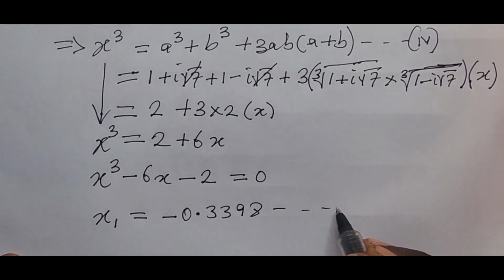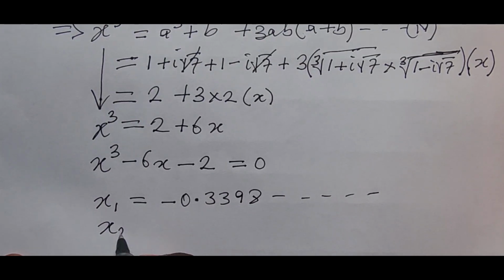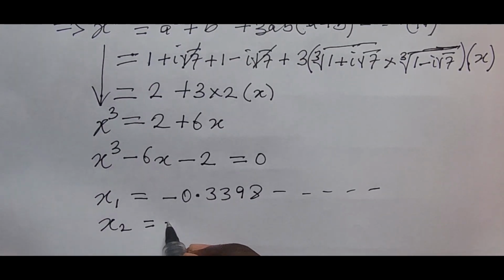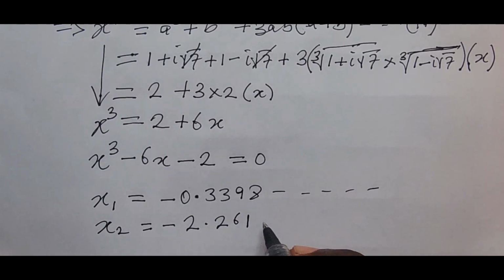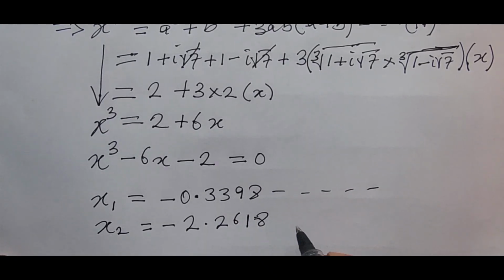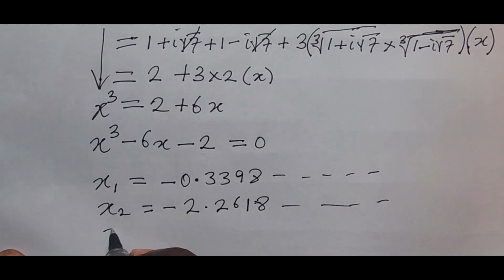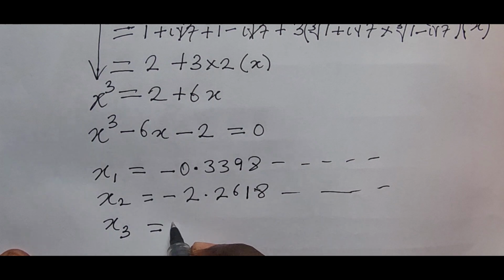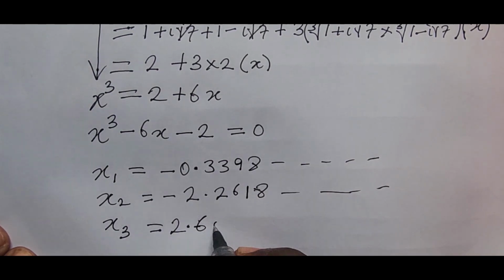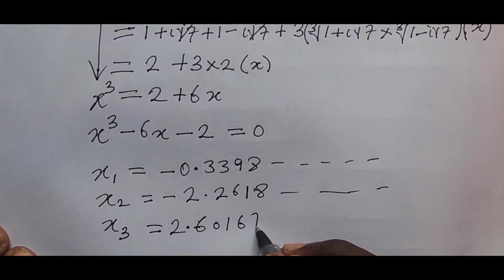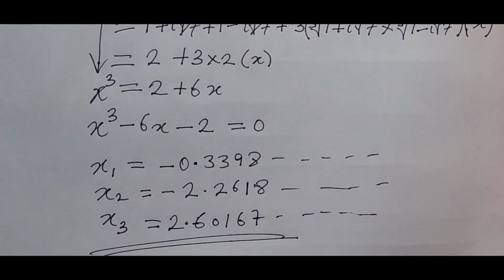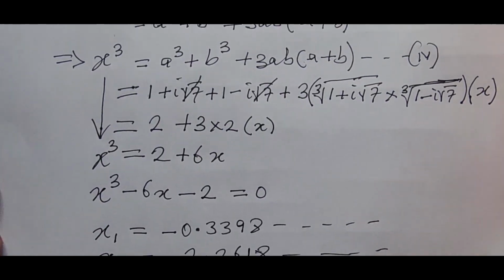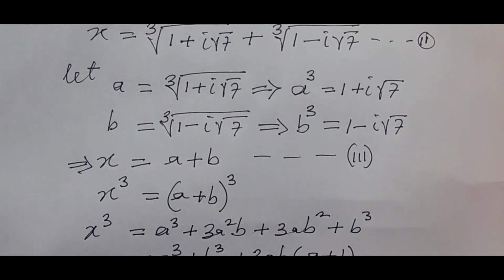And the 3 solutions are x1 is equal to minus 0.3398, and x2 gave me minus 2.2618, and the last one, which is x3, happens to be a positive value, which is 2.6016. So these are the 3 solutions to this top radical equation so far.